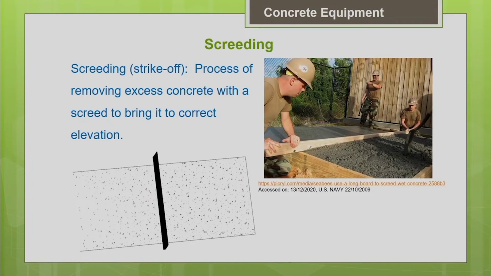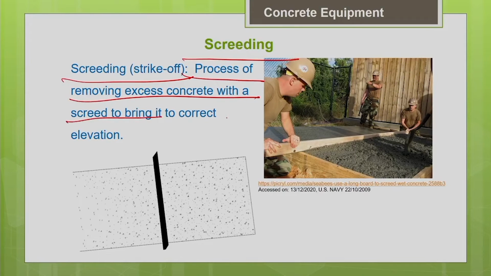Now, let us see the different stages of the finishing of concrete. The first step is screeding. Screeding is nothing but strike off. You can see in the picture what they are doing. With the wooden screed, they are removing the excess concrete from the surface and leveling it to the right elevation. So this is the preliminary step in finishing: just remove the excess concrete on the surface with a wooden screed.